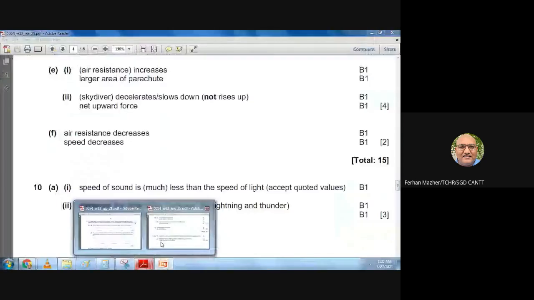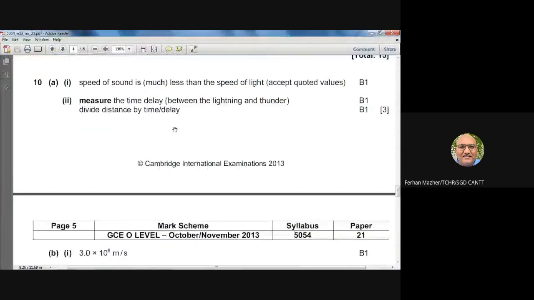Okay, so here on your screen, you can see the marking scheme. Question number 10A, first part: speed of the sound is much less than the speed of the light. Accept the quoted values also. This is a 1 mark question. I hope that you will be able to write this answer perfectly.